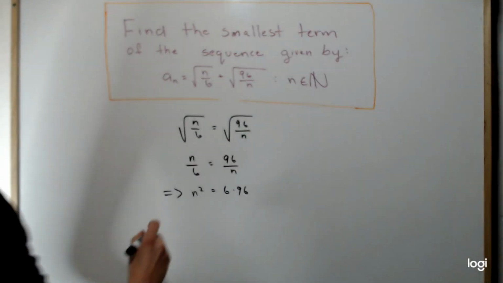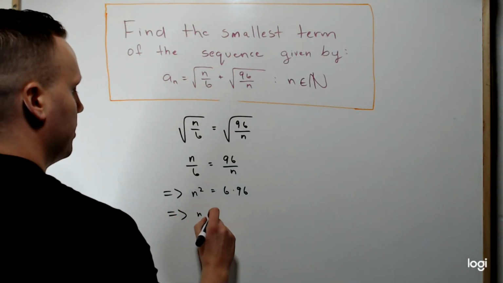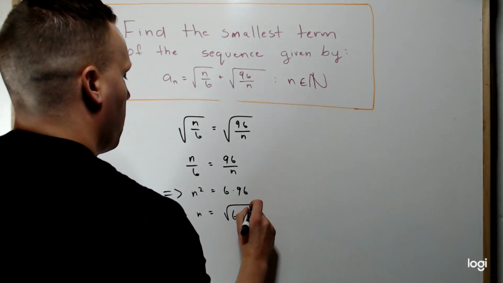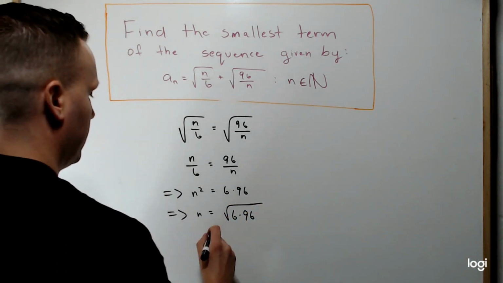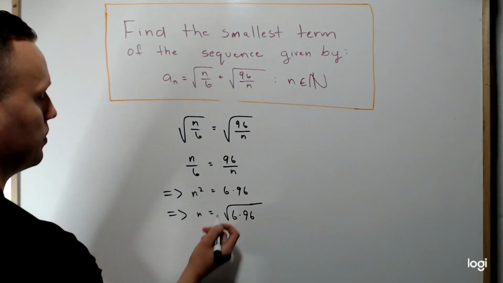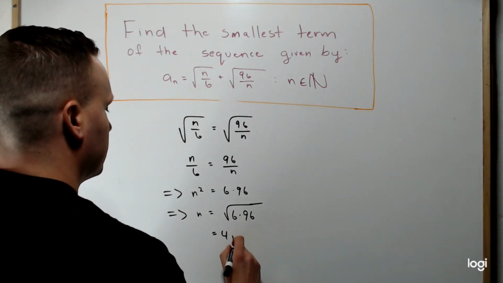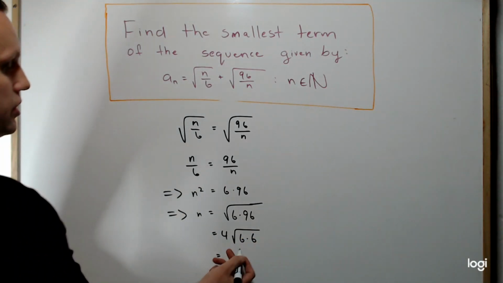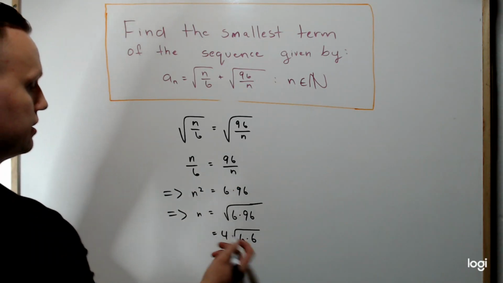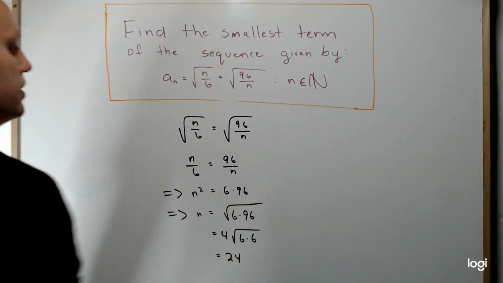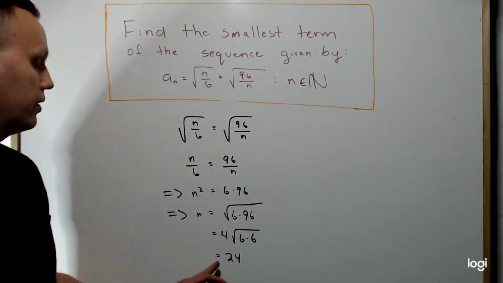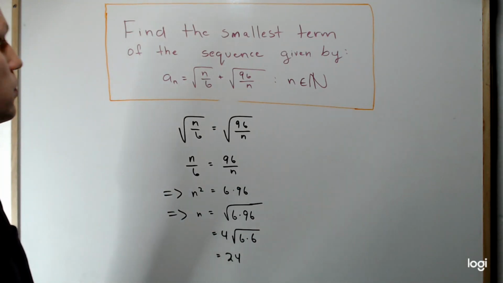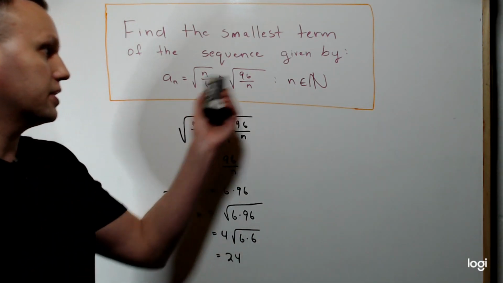And now n is equal to the square root of 6 times 96. We can bring the 16 out like before. So it's 4 times the square root of 6 times 6, which the square root of 6 times 6 is 6, times 4 is 24. So there you go. Just like we had before, the smallest term of the sequence is the 24th term, which is again going to equal 4.